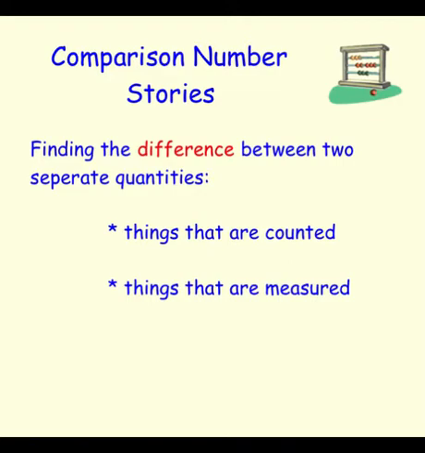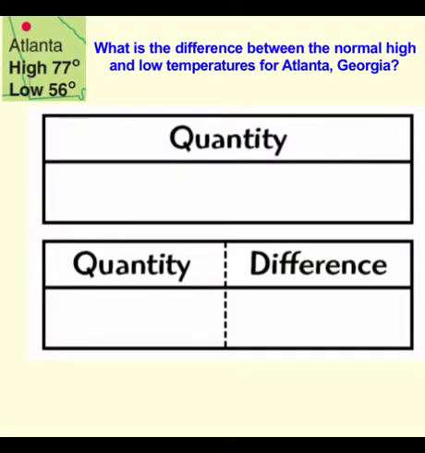Hello, today we're going to talk about comparison number stories. Comparison number stories involves finding the difference between two separate quantities. Quantities are things that are counted or things that are measured. Here's an example of this type of problem.